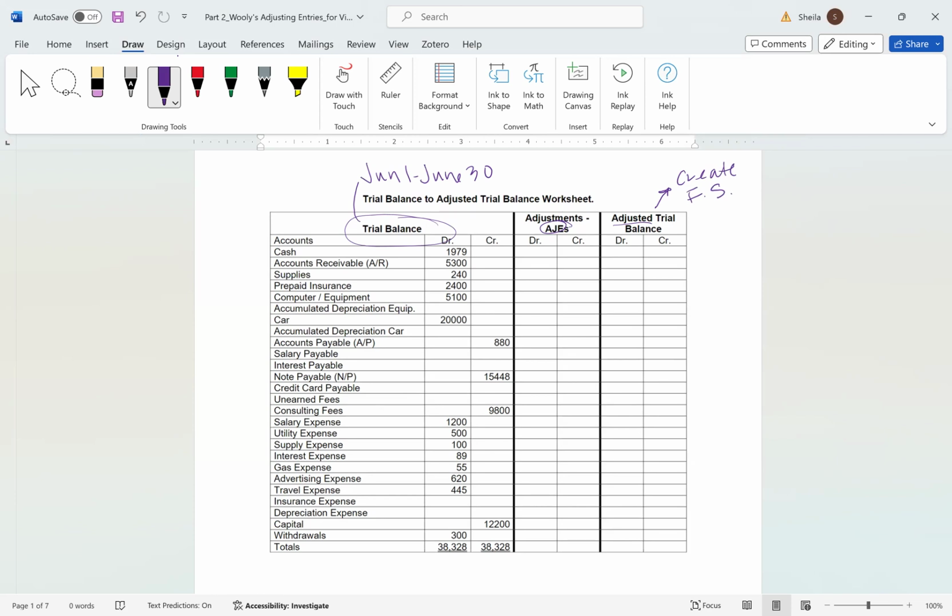So the rules still apply. Debits have to equal credits. Now, we don't have to adjust every single account. We're only looking for accounts that need to be adjusted. So keep that in mind.